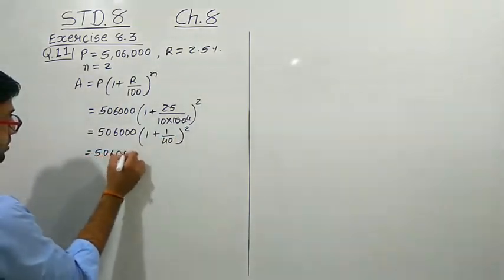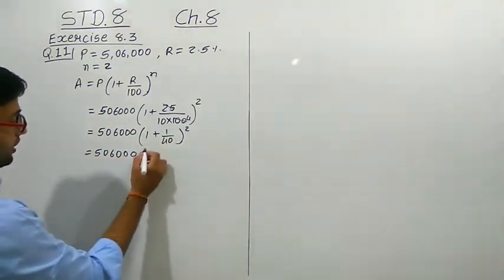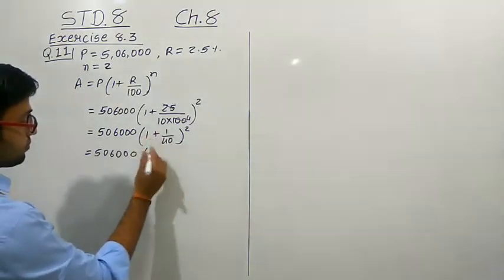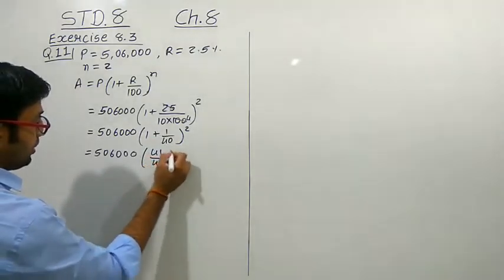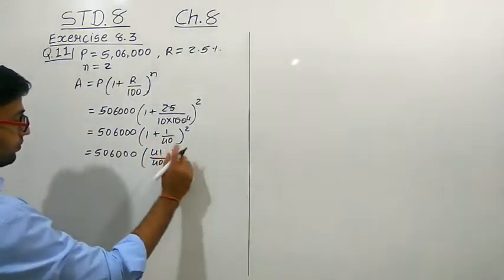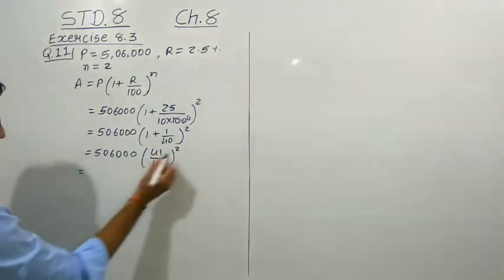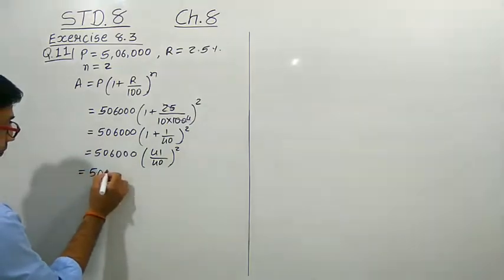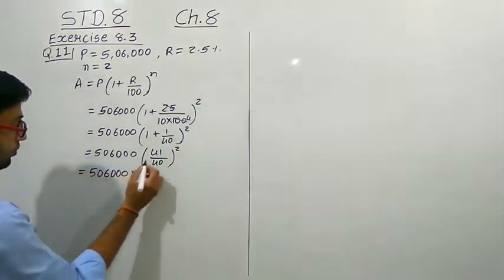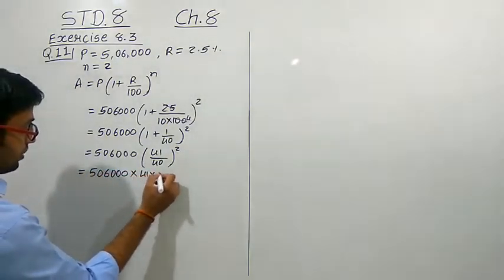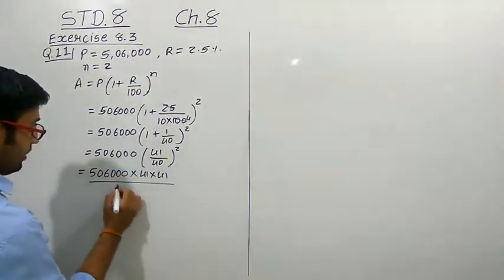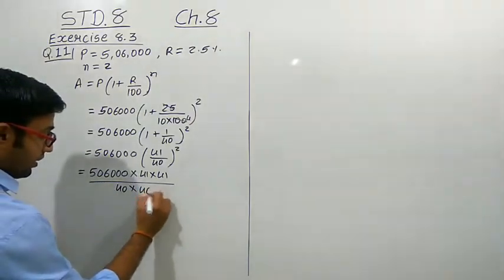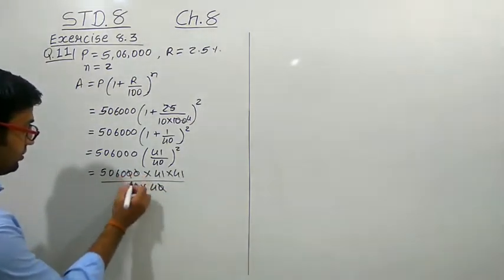Now see, if we take 40 as the LCM, we multiply with 40. So we get 40 plus 1, 41 upon 40, raised to power 2. Now just give the square to both the numerator and the denominator. We get 5,06,000 into 41 into 41, divided by 40 and 40. So here we can cut this 0 with this 0, this 0 with this 0.